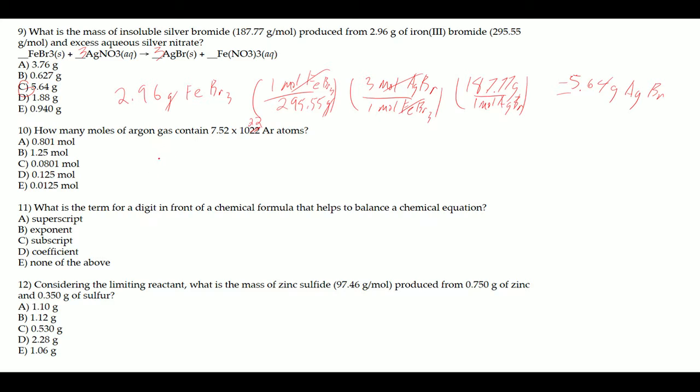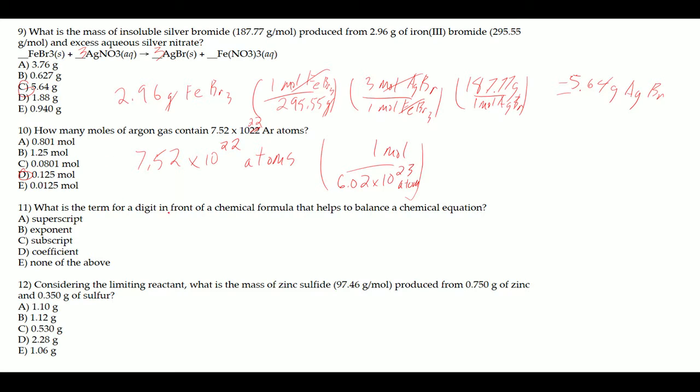How many moles of argon gas contain 7.52 times 10 to the 22 atoms? So atoms to moles is 1 unit factor here, Avogadro's number. You just divide this by 6.02 times 10 to the 23rd atoms per mole. Okay, you should get D, 0.125.